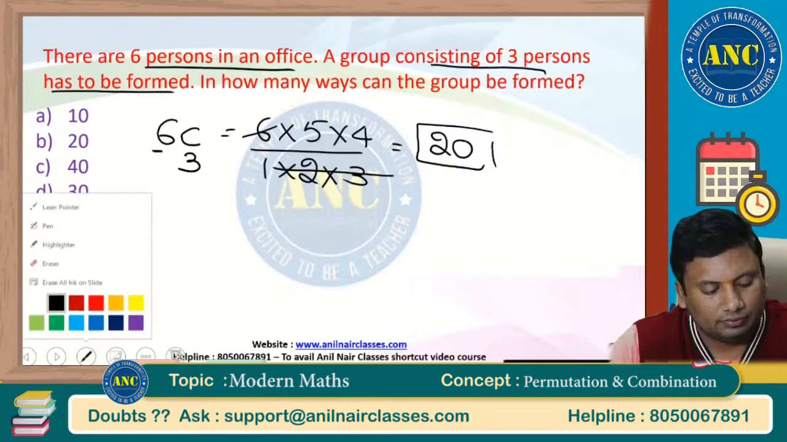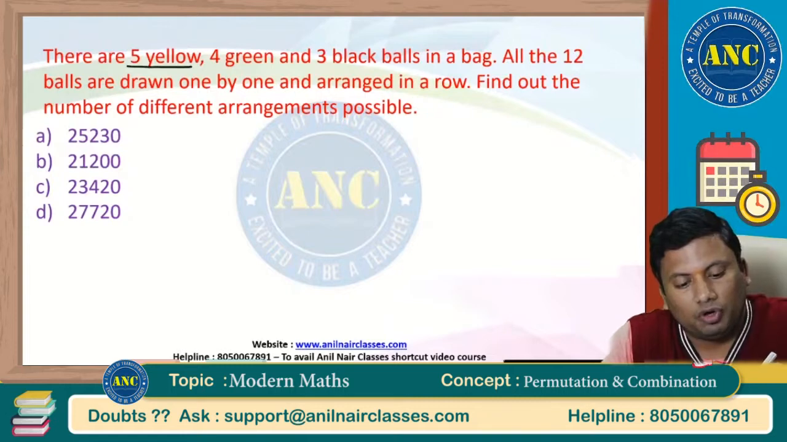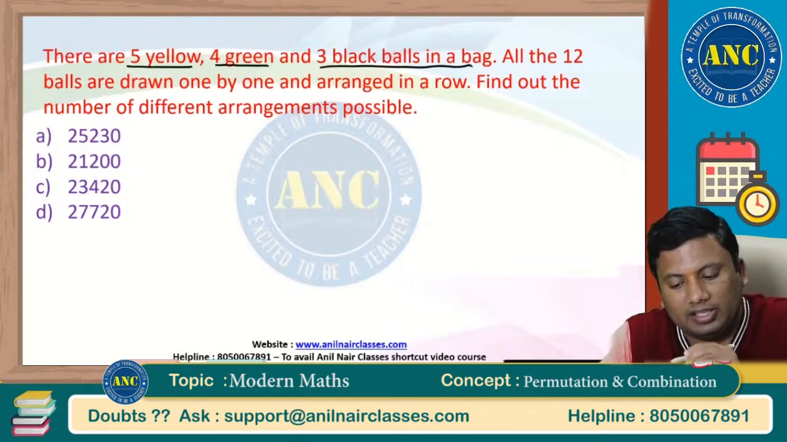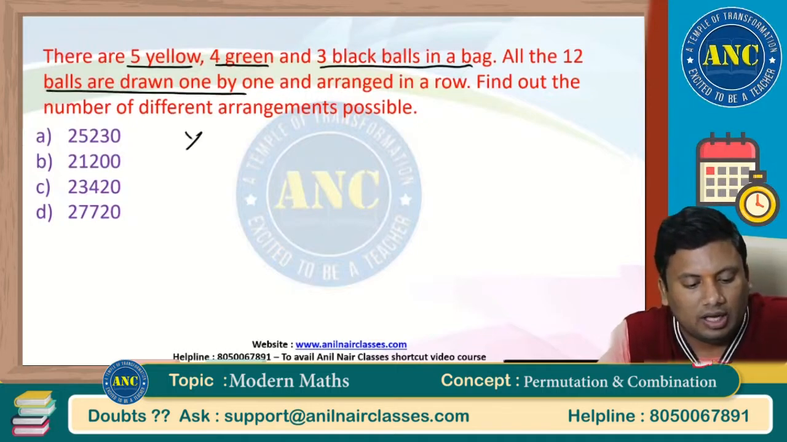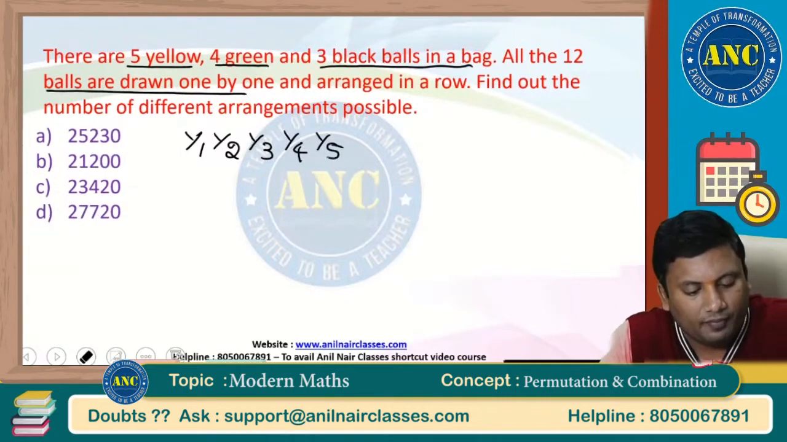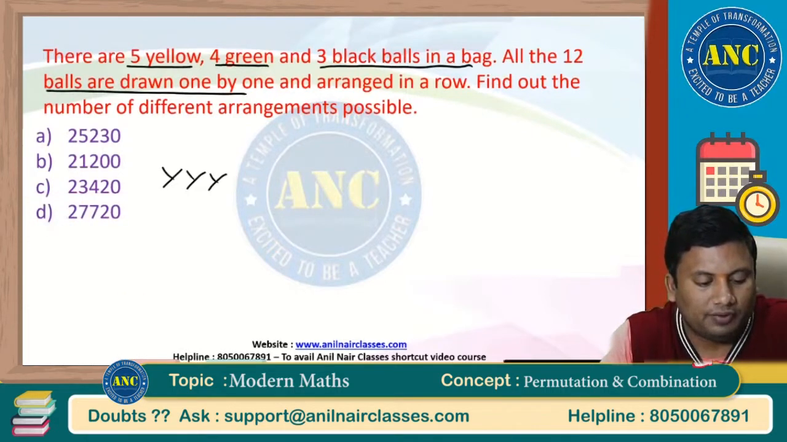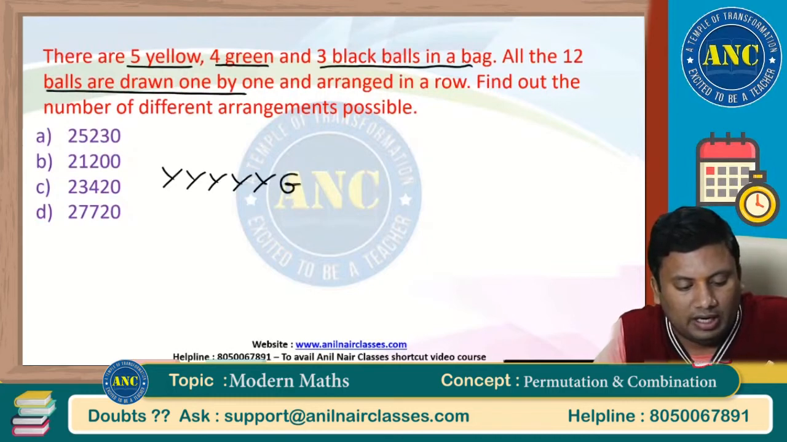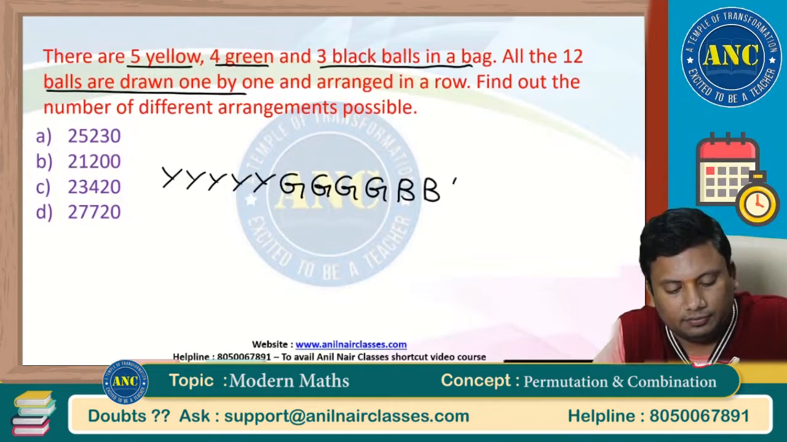Next question. There are 5 yellow, 4 green and 3 black balls in a bag. All the 12 balls are drawn one by one. Yellow means 5 yellows, Y1, Y2, Y3, Y4, Y5. All 5 yellows are there, so I will replace them all with Y. 4 green are there. 3 black are there. Total.